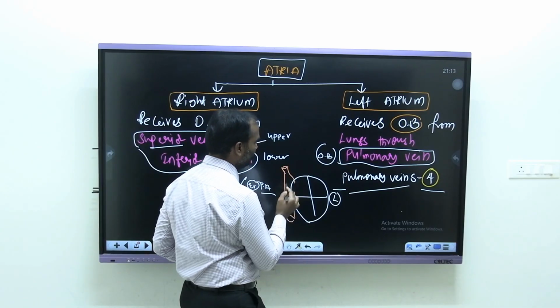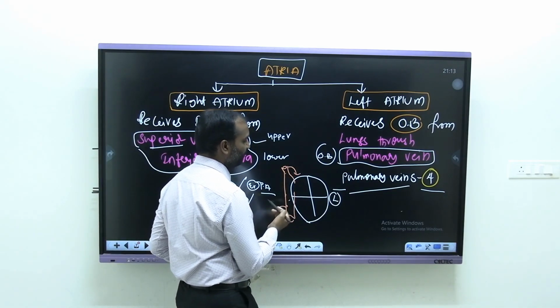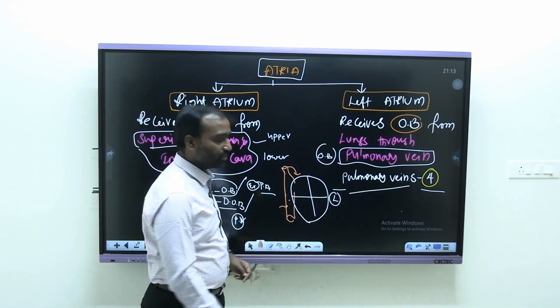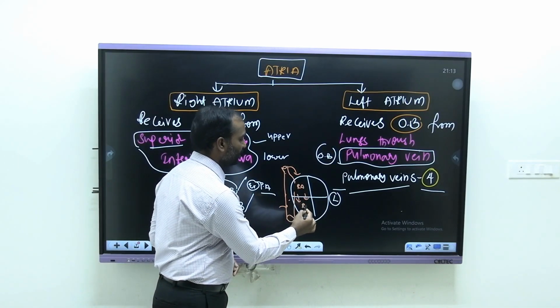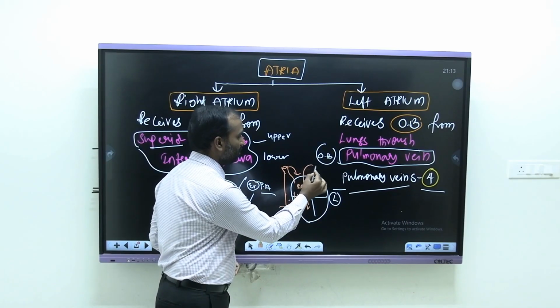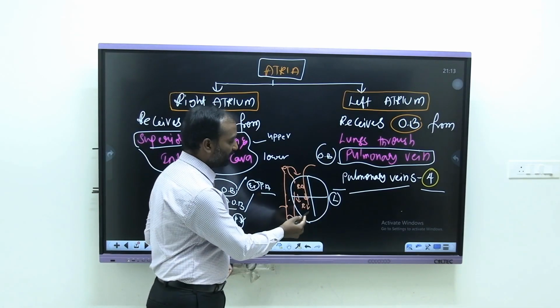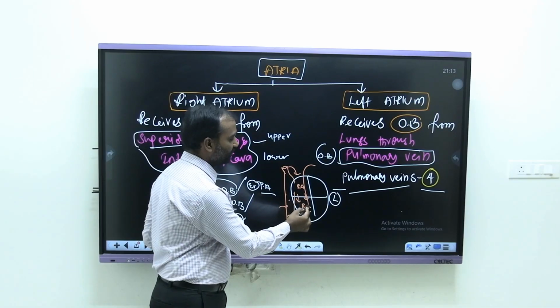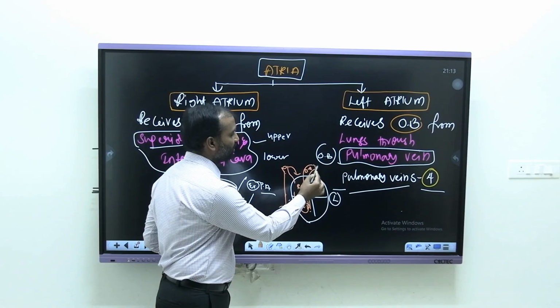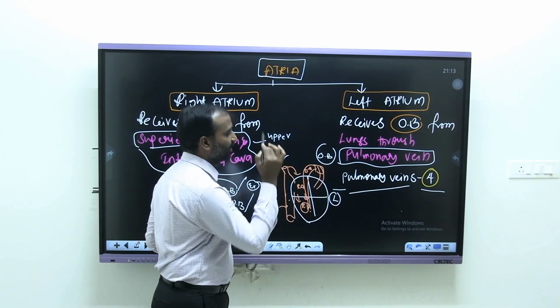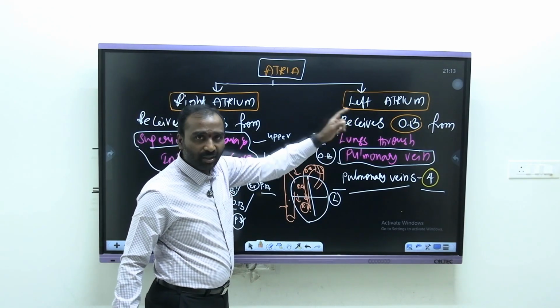So superior and inferior, these two are drained into the right atrium. From there to the right ventricle. From there to the pulmonary artery. So now the pulmonary artery arises from the right ventricle, which will be carrying what? Deoxygenated blood towards the lungs. From there to the pulmonary vein. So the pulmonary vein is carrying oxygenated blood.